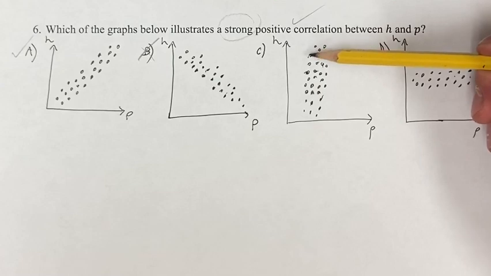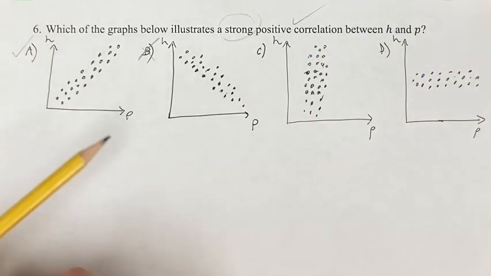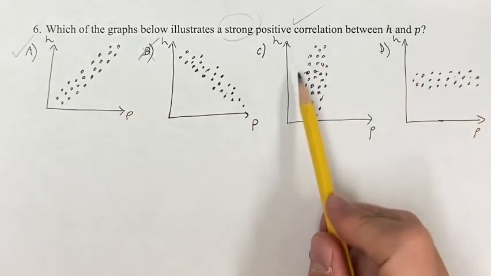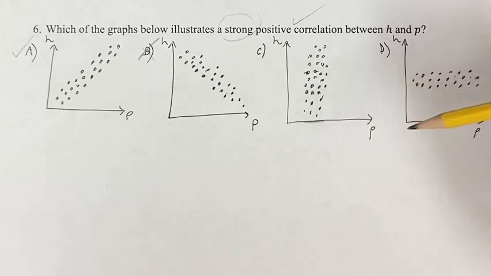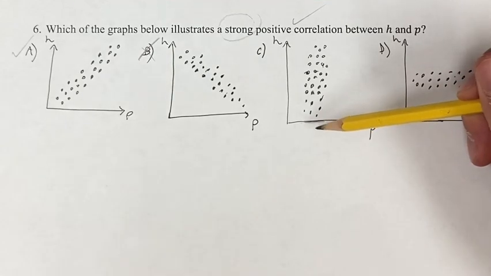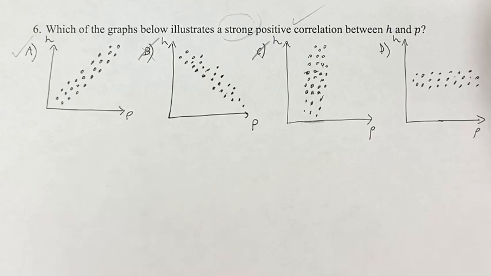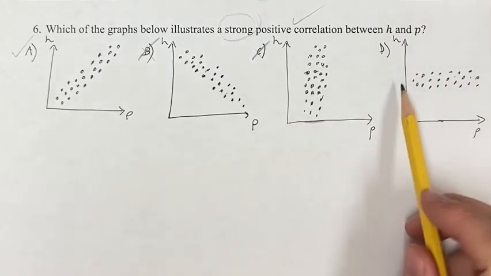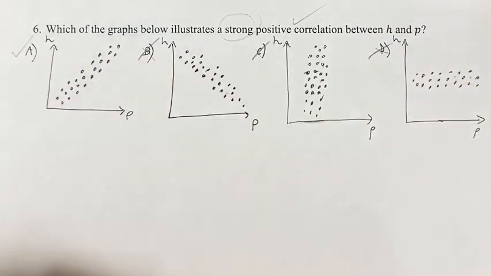C, as we go, there isn't really a range of p, right? It's all bunched in this little area right here when thinking in terms of p. So we can't say, okay, as p increases, does h increase or decrease? There's a small range of p values, and h is spread out through all of them. So there isn't any correlation, positive or negative. And then for D, as p increases, h stays the same. So it's also not D. So A is the only positive correlation.